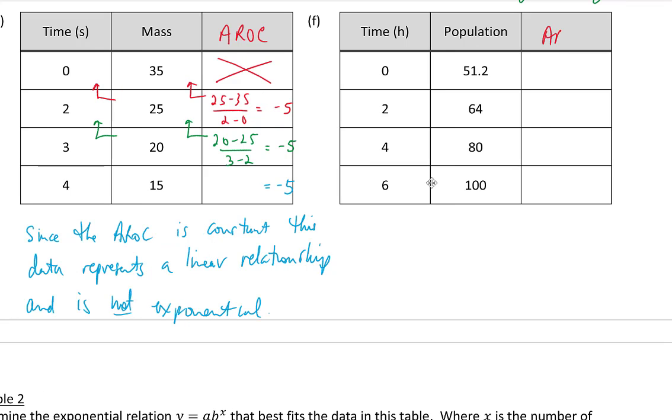Next table, we're going to find the average rate of change again. So 64 minus 51.2 over 2 minus 0. And if you try that one, you should get 6.4. Then go to the next one. It is 80 minus 64 over 4 minus 2. And for this one, you should end up with 8.0. And finally, the last one is equal to 10.